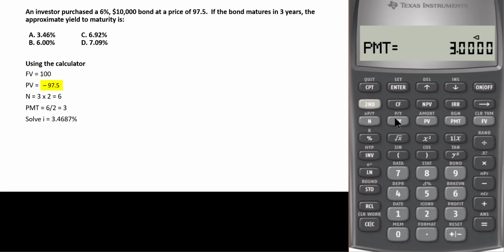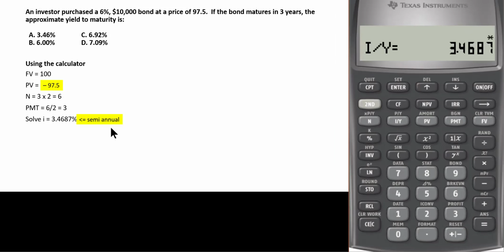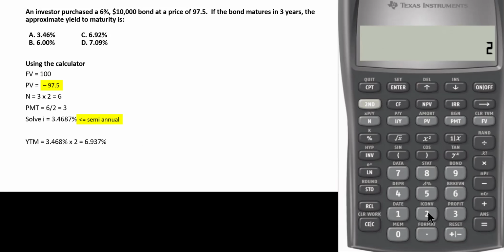Now we can solve for I, and we end up with 3.687. Be careful because this is semi-annual. That's semi-annual. So we're going to have to multiply by two to get the answer. Multiply by two, and we get the yield to maturity, and we get 6.937. All right, so that's the easy way using the calculator.